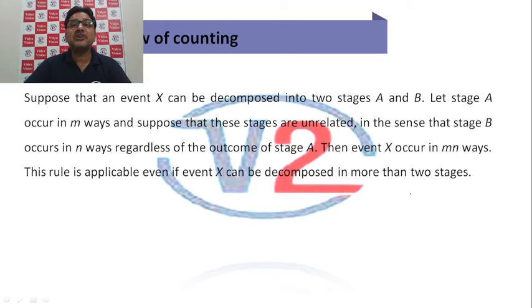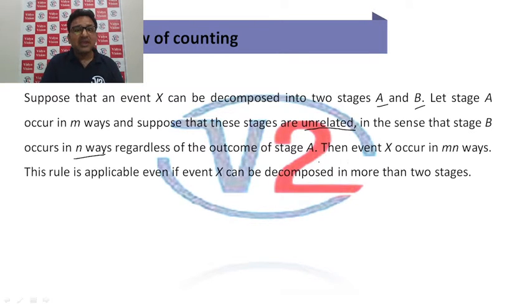Now, multiplication law of counting. This is very important. Suppose an event X can be decomposed into two stages, one is A and another is B. Let stage A occur in M ways, and suppose these stages are unrelated, in the sense that stage B occurs in N ways.